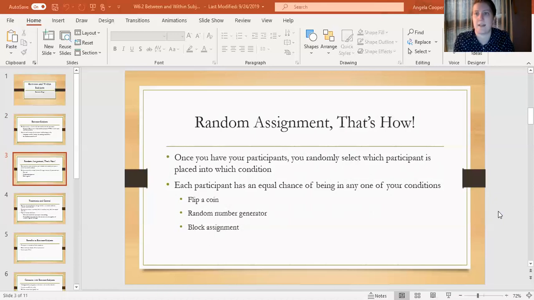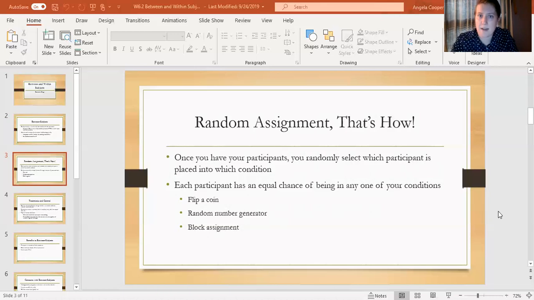Another way, like I said, is the random number generator. Same concept. You could have a number generator of 1 to 2 if you have two conditions, or 1 to 3 if you have 3, etc. But participants come up to you and you click the number generator and then, oh, you're number 2, so I guess you're going to be in the quiet room, or whatever you assign to be numbers 1 or 2.